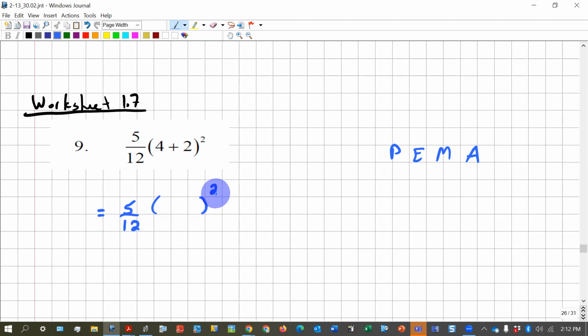I'm going to copy everything else down. That's going to let my brain think. And inside the parentheses, 4 plus 2 is 6. What do we have inside the parentheses now? Which is a constant, a number. There's no more operations.